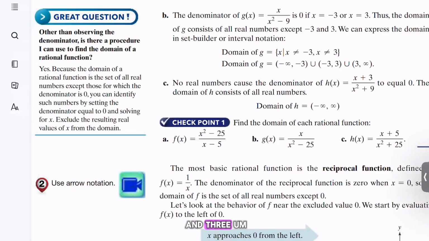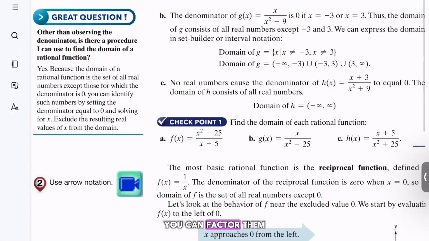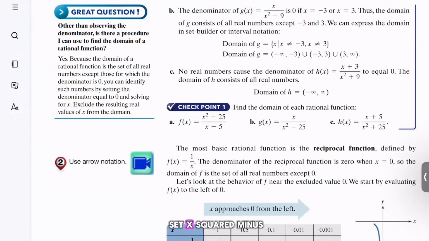For part B, we have two numbers that X cannot be, and that is going to be -3 and 3. You can factor them, or you can just set X squared minus 9 equal to 0. And when you solve that for X, you're going to get plus or minus 3. The third one says that there are no real numbers that would make the denominator 0, because you cannot take the square root of a negative number. When you set X squared plus 9 equal to 0, you get X equals plus or minus 3i, and that's not a real number.